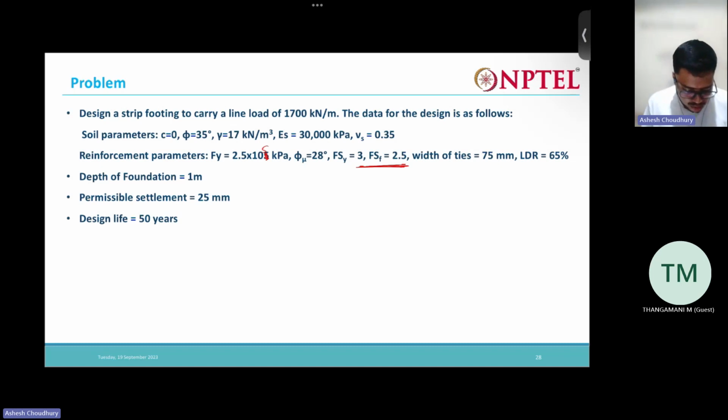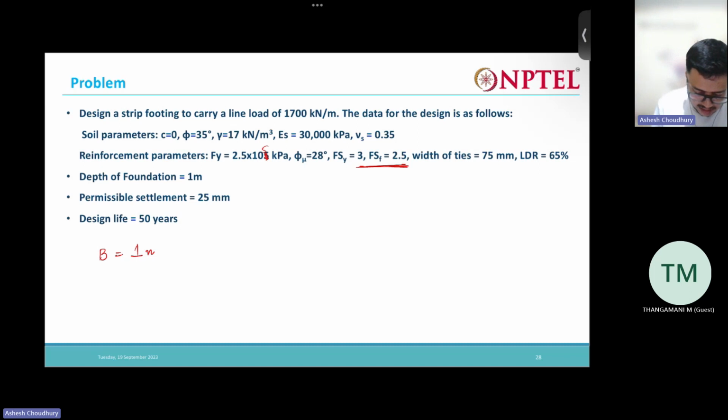Okay, so what we need to do is design this. As a first step, we choose the width. So let us assume the width of the footing to be 1 meter. Then you will see how things change when we increase this to 2 meters. So first, let us do the same thing for 1 meter only.